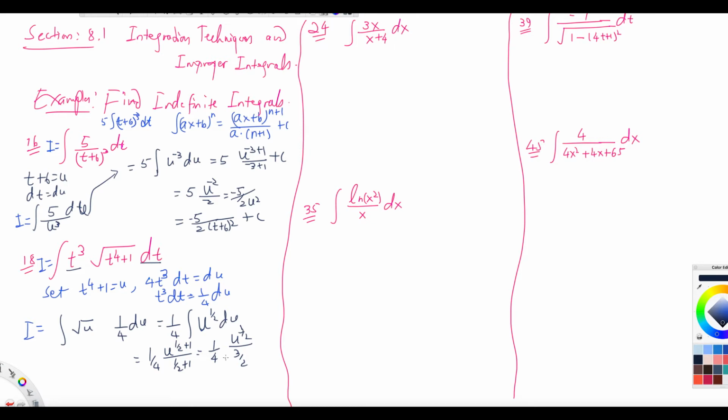What is 4 times 3/2? Because there is 4 times 3/2 in the denominator. That will be 6, right? So that will be 6 because 2 divided by 2 and 4, that will be 3 times 2, right? So the final answer is 1 over 6.